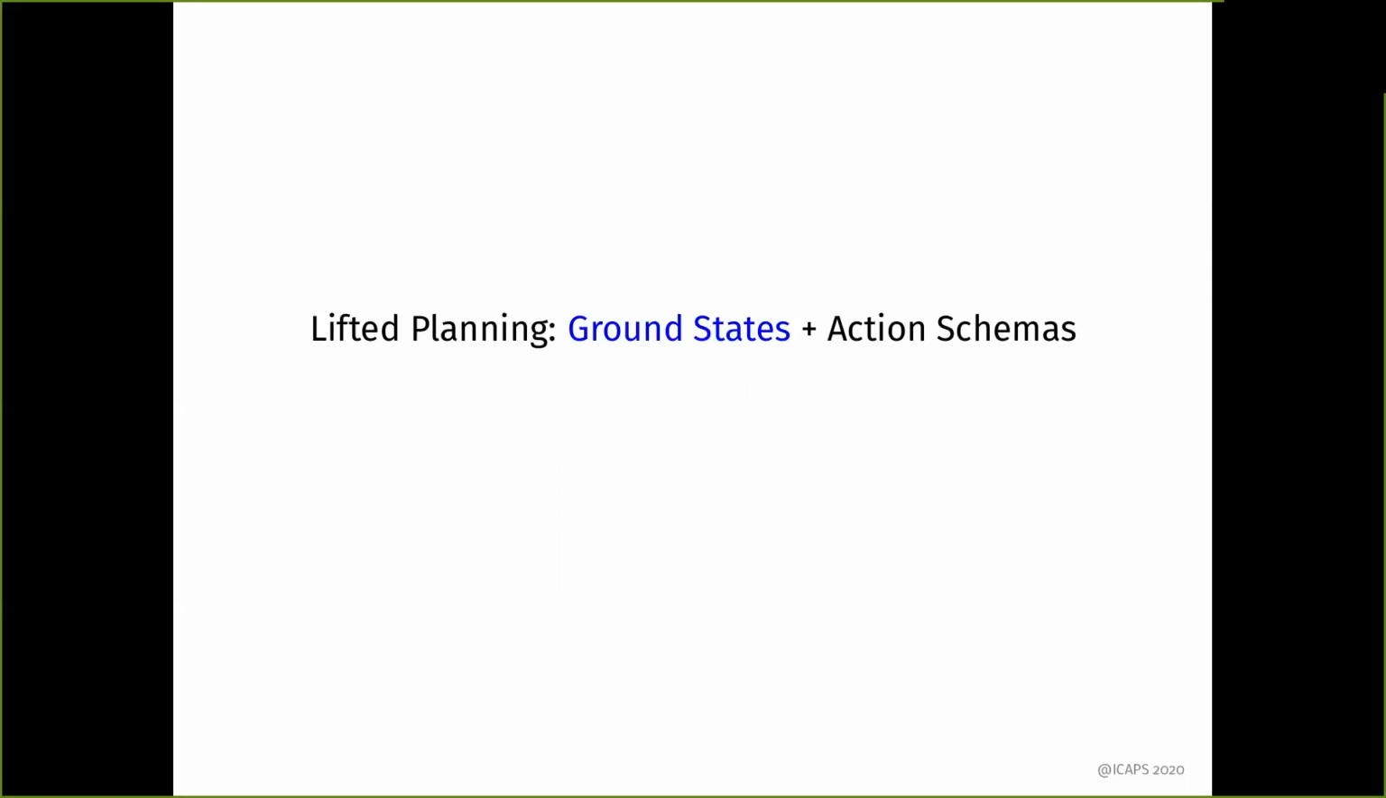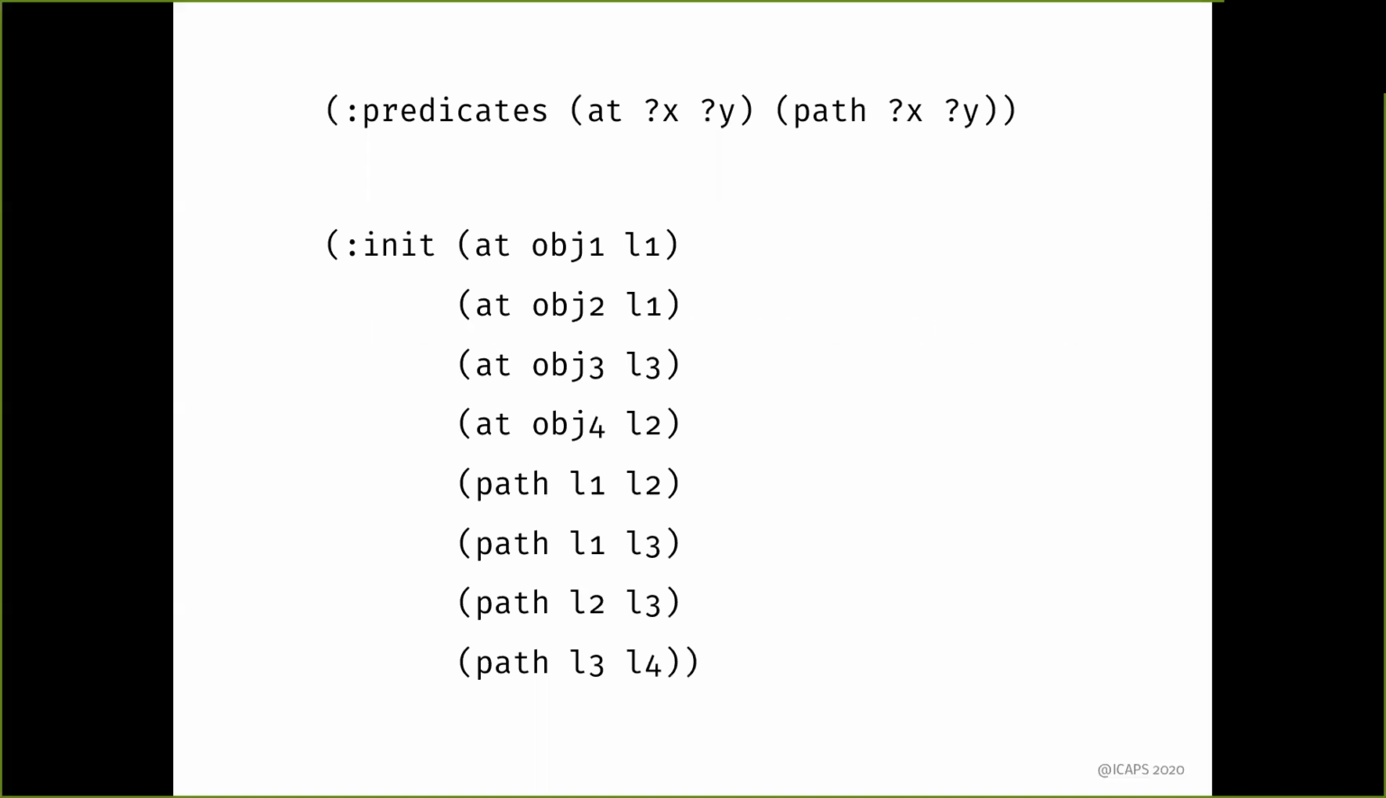So let's start with ground states. In the planning task, you usually have this section of predicates that tells you the predicate symbols and the arity of them. So for example, here I have the predicate symbols at and path, and they're both binary. In the state, here I'm showing only the initial state. Basically, the state is represented as a list of things that are true. And these are predicates, but now propositional, which means that the variables here were replaced with objects.